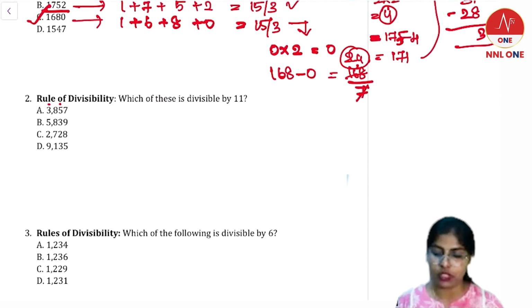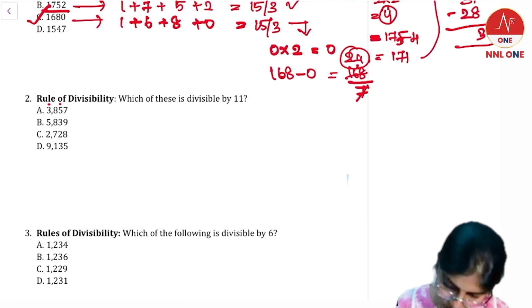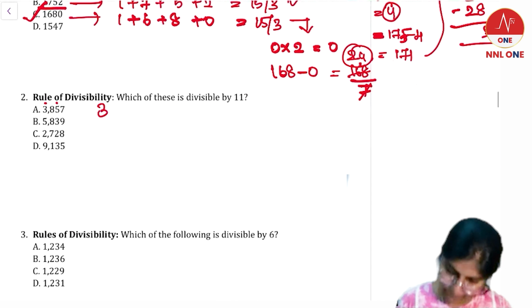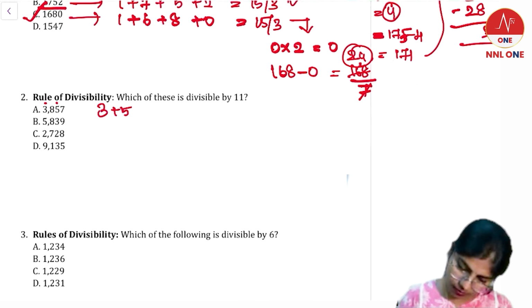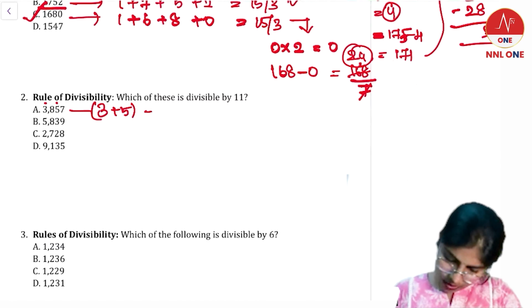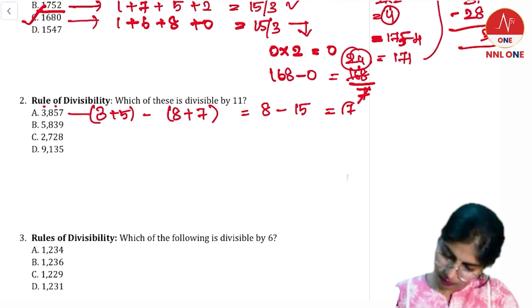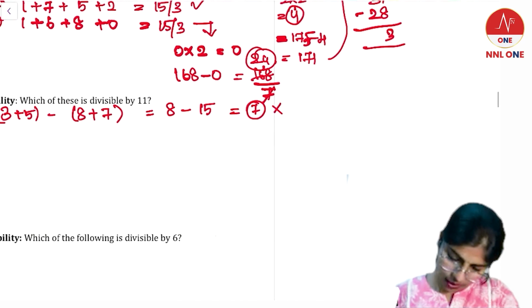The second question, rule of divisibility. Which of these is divisible by 11? What is the divisibility rule of 11? Sum of odd digits minus sum of even digits. Okay, now we are going to see the sum of odd digits. 3 plus 5 minus 8 plus 7. 3 plus 5 is 8 minus 15. 8 minus 15 is 7. 7 is not divisible by 11, right?